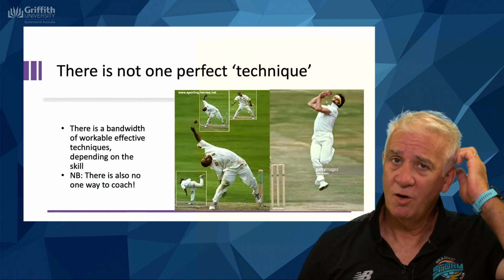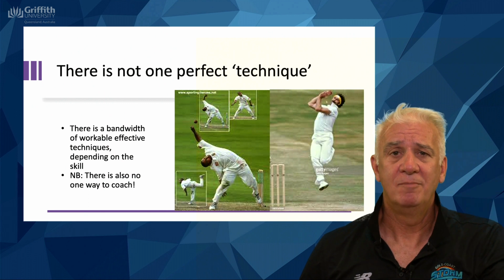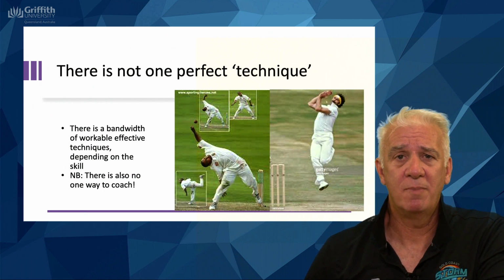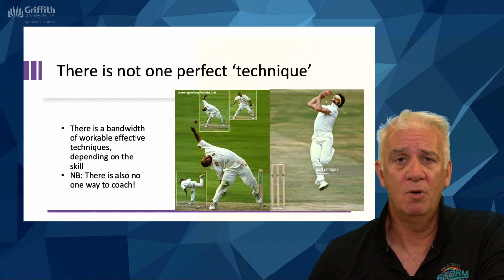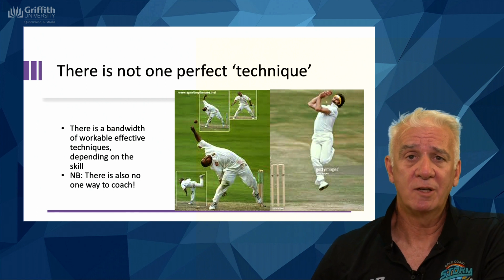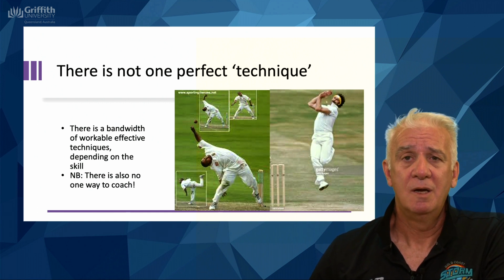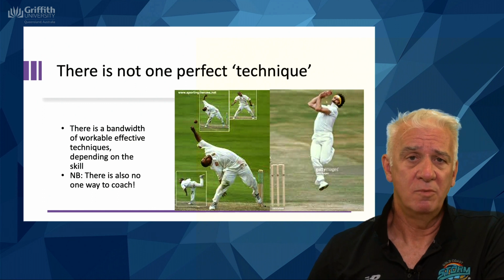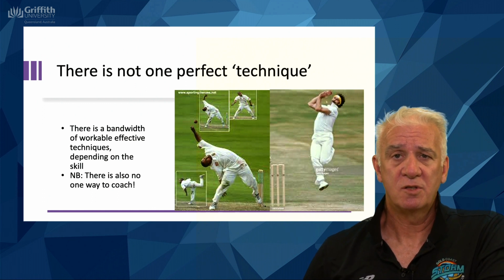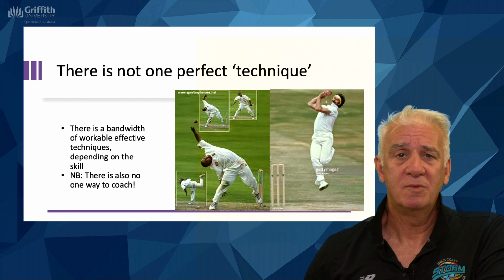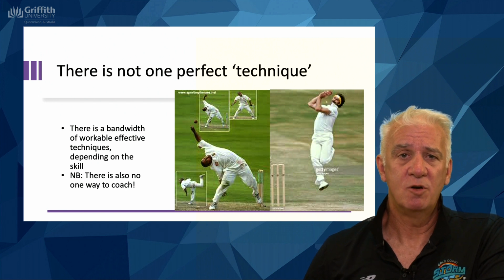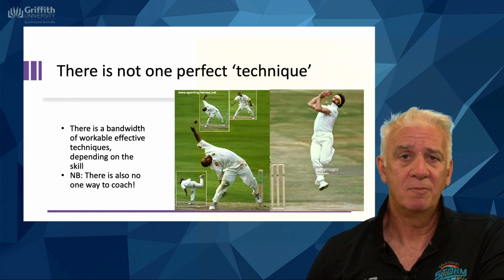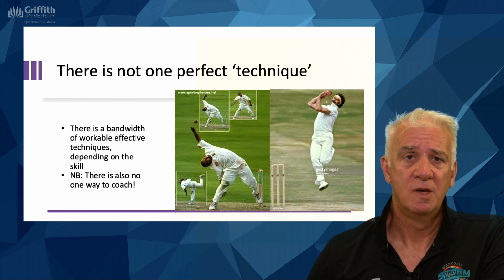The other thing is there's no one perfect technique. If you look at these two pictures here, both of these people are bowling a cricket ball at the highest level you can play cricket. And yet you look at them, they look radically different. Now this is what we'd consider a relatively closed skill, in the sense that you have the ball in your hand, you run in and you bowl it. But you can see within the rules of the game, these people have interpreted it radically differently to come up with completely different techniques and results.